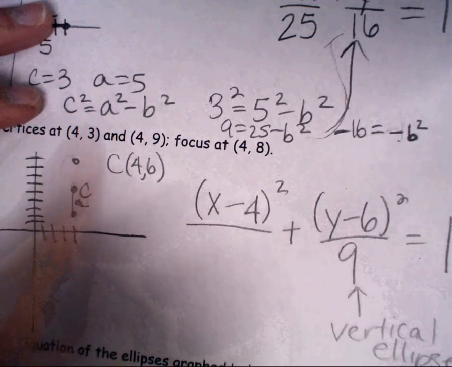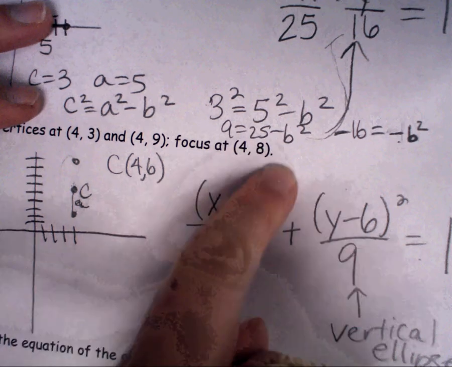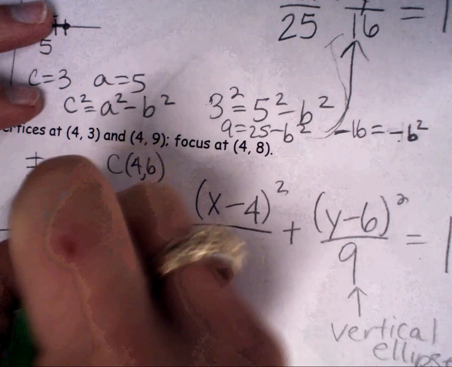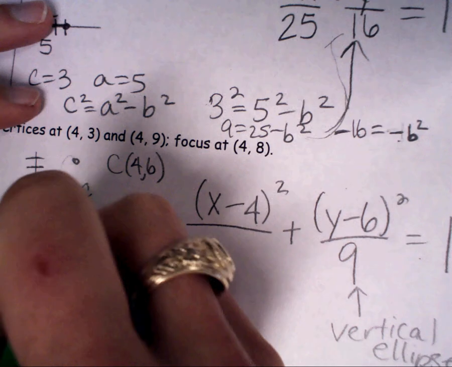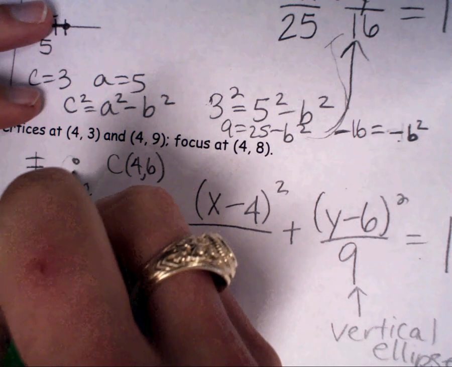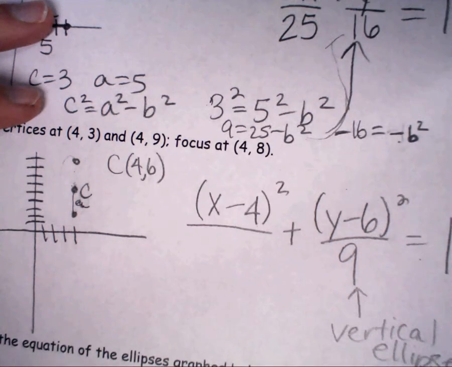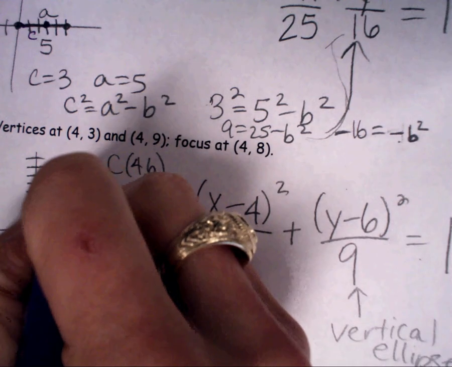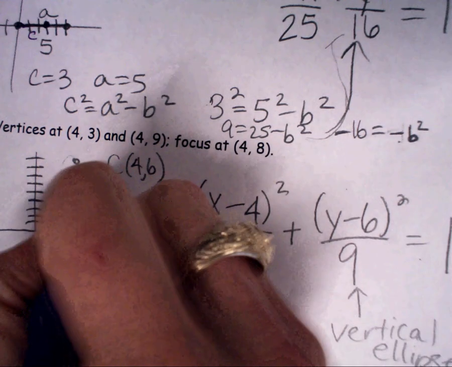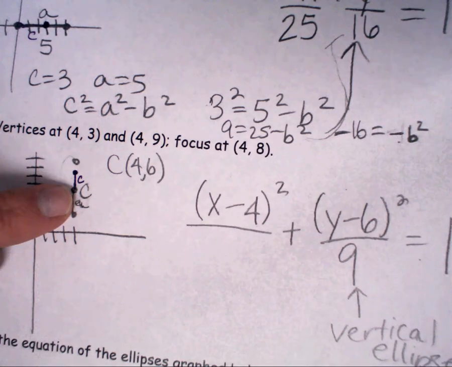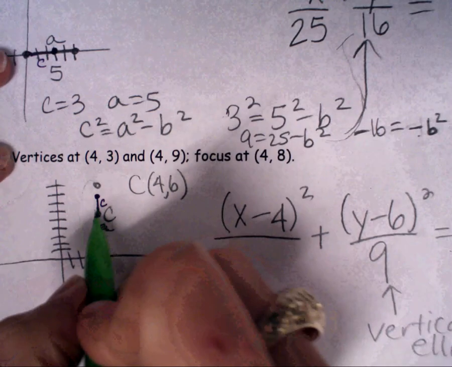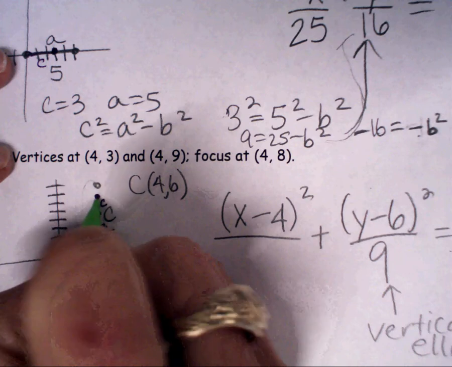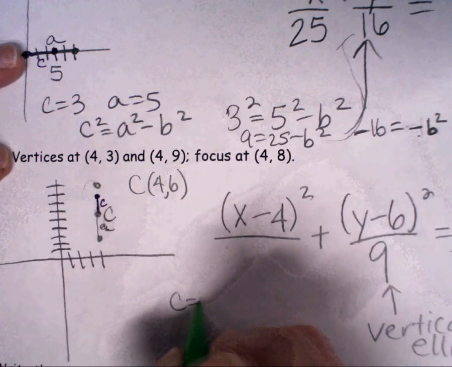Now it also gives me my focus at (4, 8). So if my a is from here to here, here's my focus. So from the center to the focus is my little c. So my little c starts at 6 and goes up to 8. So my little c is 2.